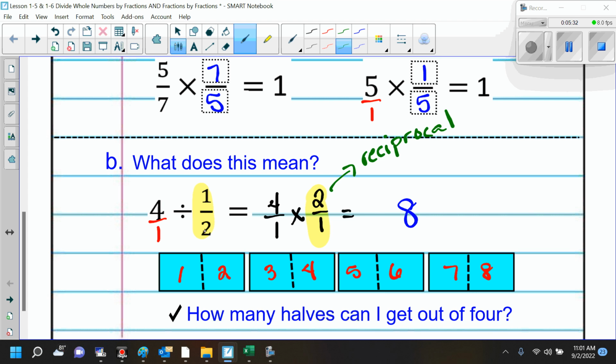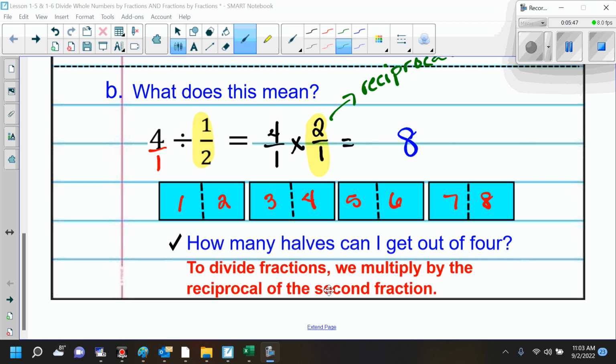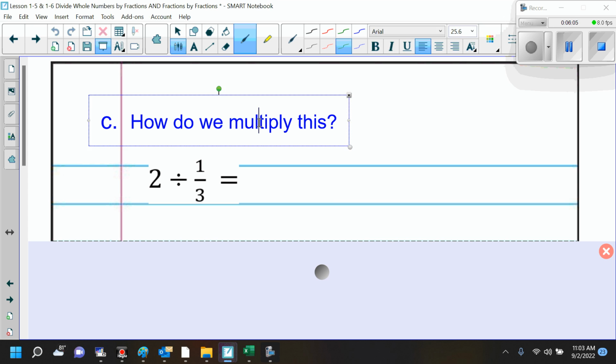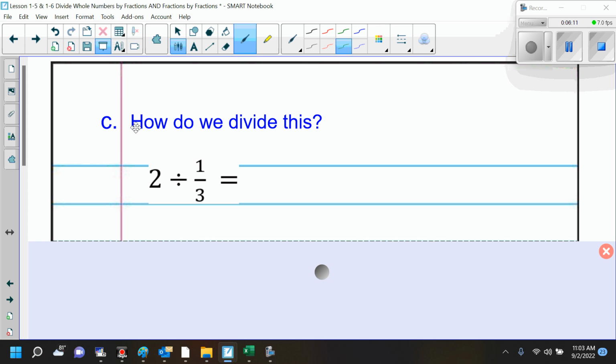Is everybody with me? So the way we divide by fractions is that we multiply by the reciprocal of the second fraction. Let's write that down. So to divide fractions, we multiply by the reciprocal of the second fraction. Now, knowing our rule, I want you to answer this. How do we divide this? So this is 2 divided by 1/3.